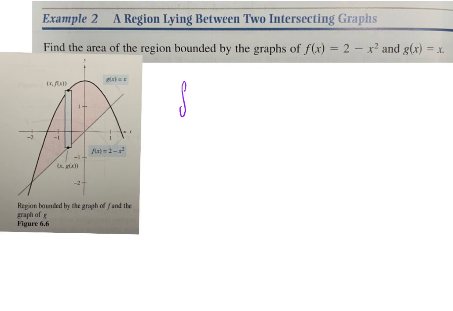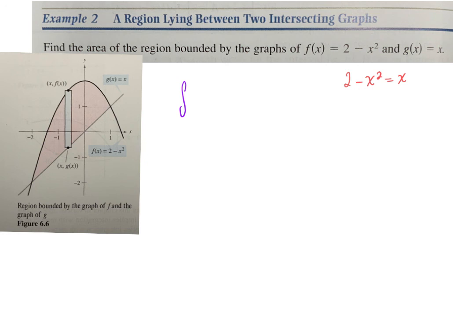So what you have to do to begin with is set them equal to each other and figure out where exactly they intersect. Your first step is not to set up your integration because you don't know it. Your first step is to set these equal to each other and figure out what your bottom and top bound will be.